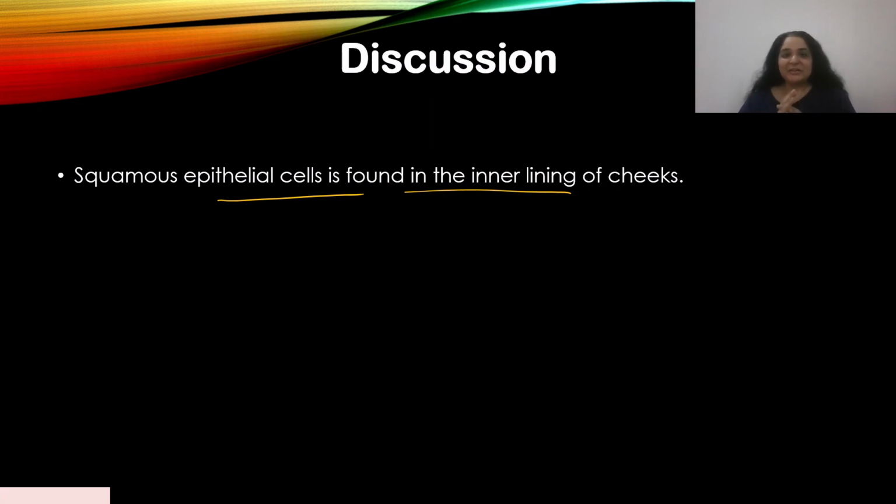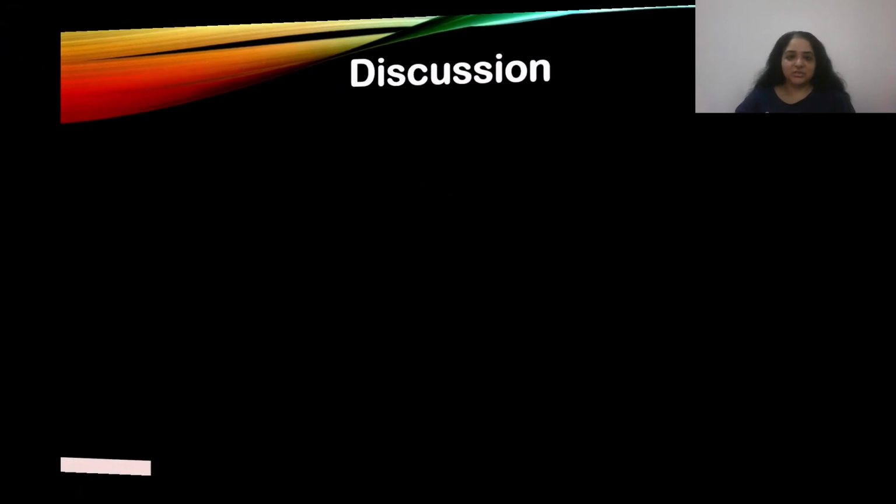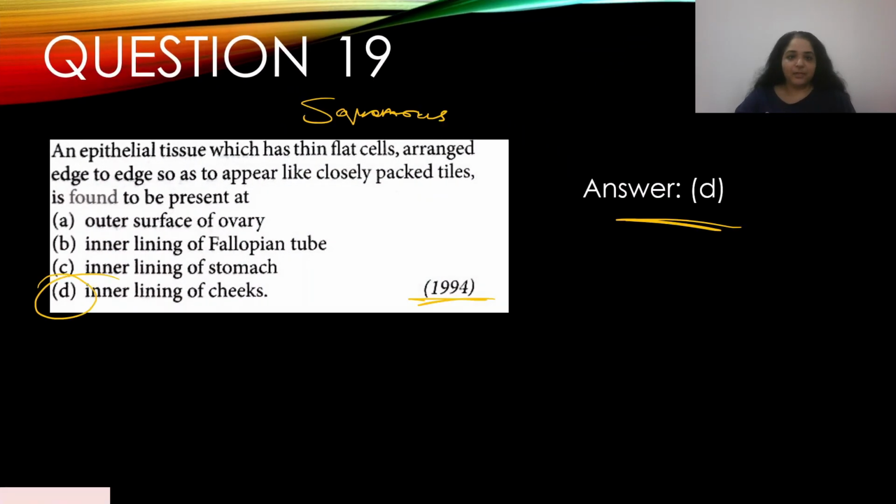I'm not sure. But yes, you can see these epithelial cells there, and it's easy to get. You can't go into your ovaries and fallopian tubes and get tissue right out of that to observe under a microscope. But this is quite easy to do. All right, so I guess I've answered the question. So it's D, the inner lining of cheeks.